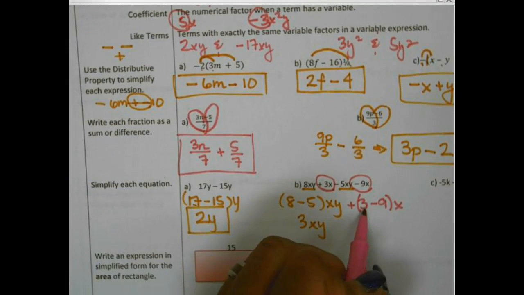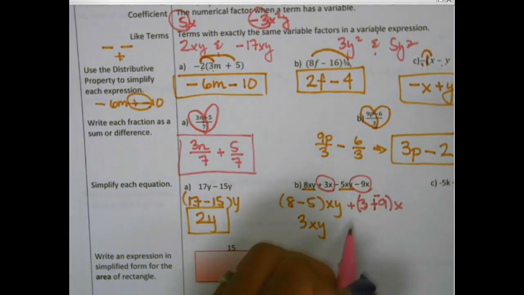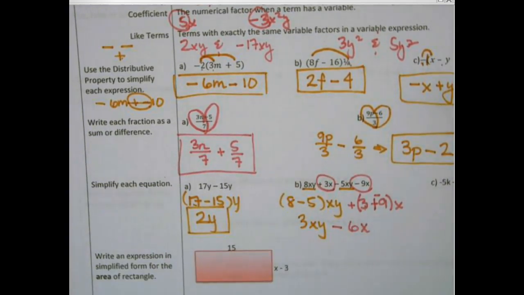And then what's 3 minus 9? Well, I'm going to add the opposite. 3 plus negative 9 is negative 6. And then I'll just keep the x.